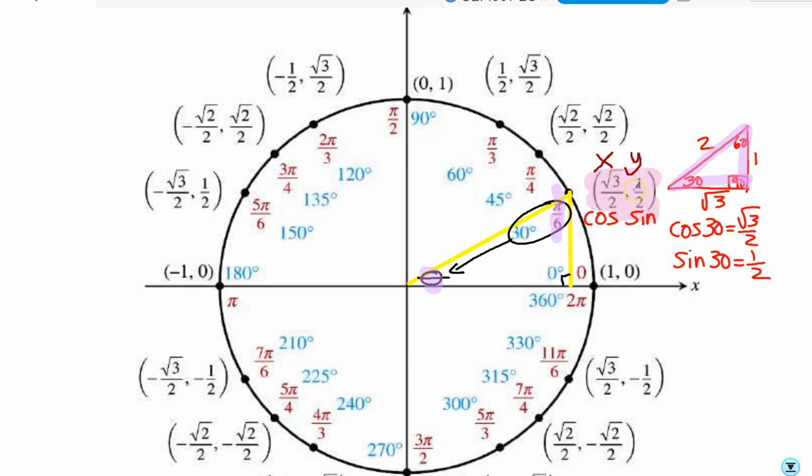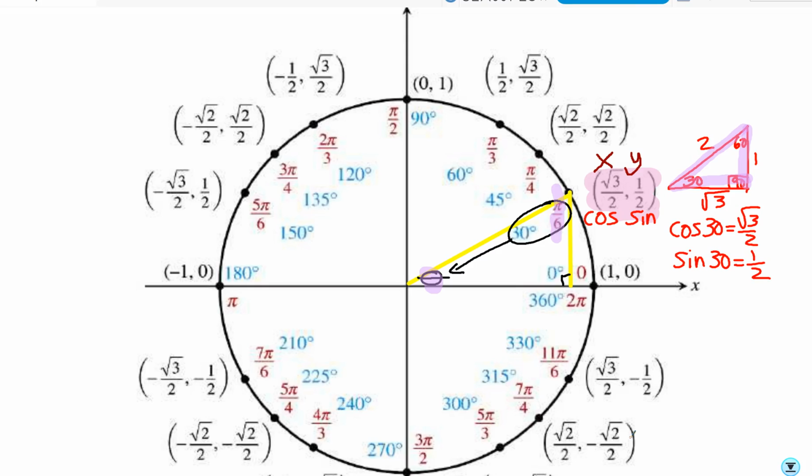Or you can start memorizing all of these coordinates that go around the unit circle. It's the same values over and over again. And the reason for that is because you're rotating the same triangles around this unit circle. So the same ratios are going to appear over and over again. And the only thing that's going to change is the signs.